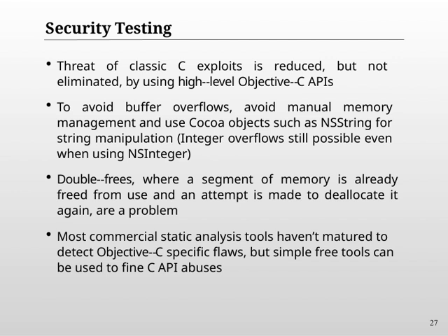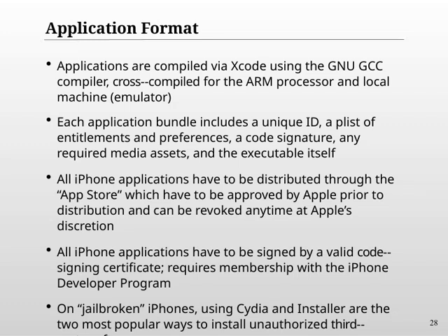Another critical issue is double-free vulnerabilities, where a segment of memory is freed more than once, leading to potential security risks. Most commercial static analysis tools aren't fully matured to detect Objective-C-specific flaws yet. But don't worry, simple free tools can still be quite effective for spotting issues with C API abuses. Connecting this back to our overall theme, secure coding practices and proper testing are essential to safeguard our applications from these kinds of vulnerabilities.